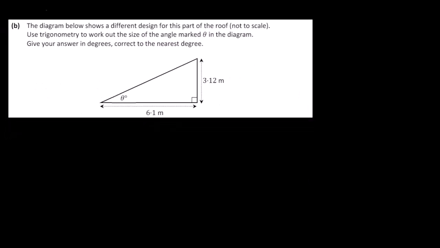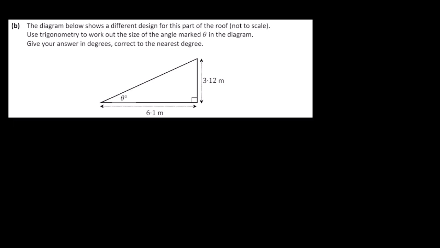Okay, part B. The diagram below shows a different design for this part of the roof, not to scale. Use trigonometry to work out the size of the angle marked theta in the diagram. Give your answer in degrees, correct to the nearest degree. Okay, so they're telling you what to do here. So we've got to find theta.